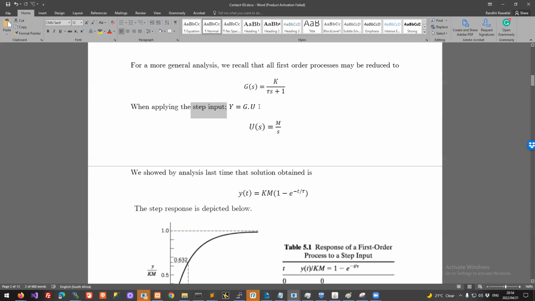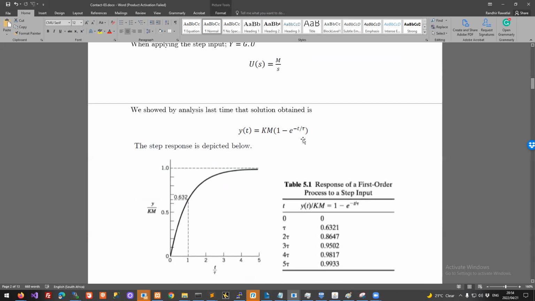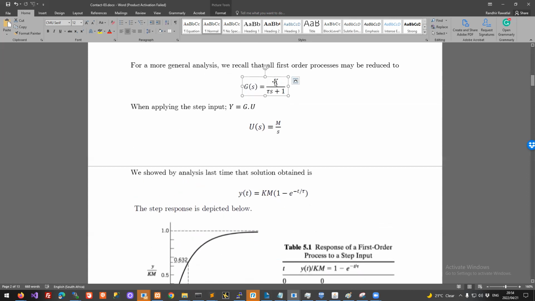And so when we multiply these two things out, we know it's going to be k over tau s plus 1 times m over s. And we showed last time that we'll then get a solution like this. So it's going to be a constant k multiplied by the constant m, so km, and then 1 minus e to the minus t over tau. So that's the other constant. So there are three constants here, k, m and tau.